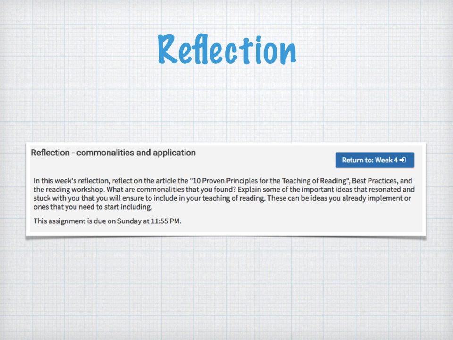In your reflection, I'd like you to think about what commonalities you have found throughout the course so far in regards to this article, and what are some of the big takeaways that you have found as well, things that you know you need to keep going in your classroom, and things that you could add as well to make sure that your teaching of reading is reflecting all the things that we've learned in this course. This assignment is due on Sunday at 11:55.